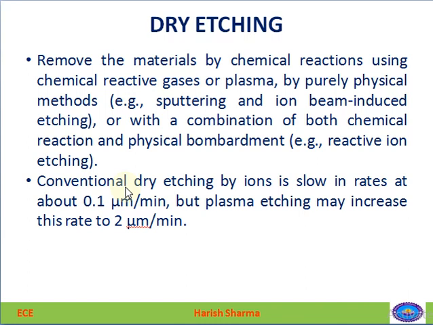Dry etching removes material by chemical reaction using the chemically reactive gases of plasma, by purely physical methods that are sputtering and ion beam induced etching, or with a combination of both chemical reaction and physical bombardment, that is reactive ion etching. Conventional dry etching by ions is slow, at about 0.1 micrometer per minute, but plasma etching may increase the etching rate to 2 micrometer per minute.